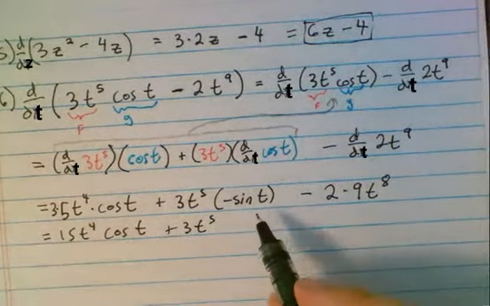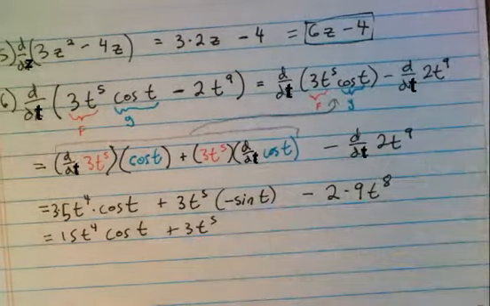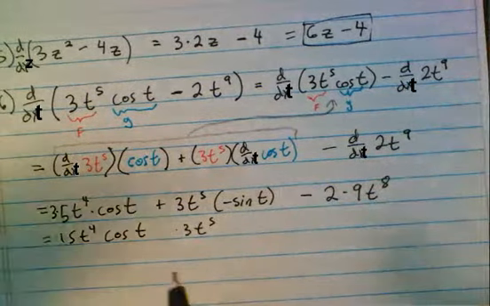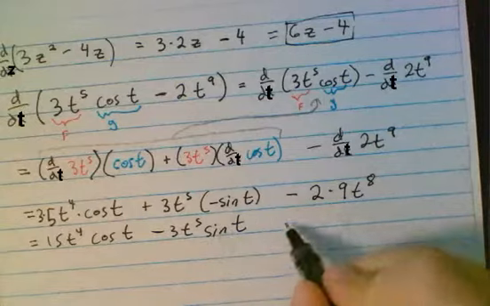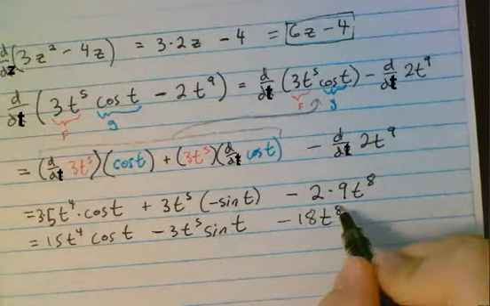Now, 15t to the 4th cosine t plus 3t to the 5th. This negative sine t we see is just negative 1 times the sine of t. So that negative can come along in front, minus 18t to the 8th.